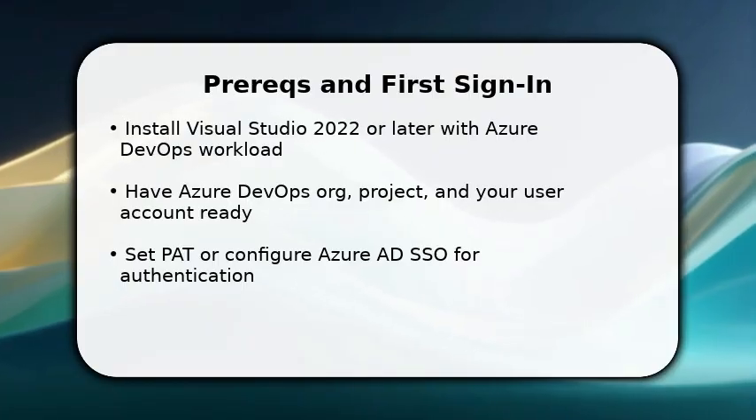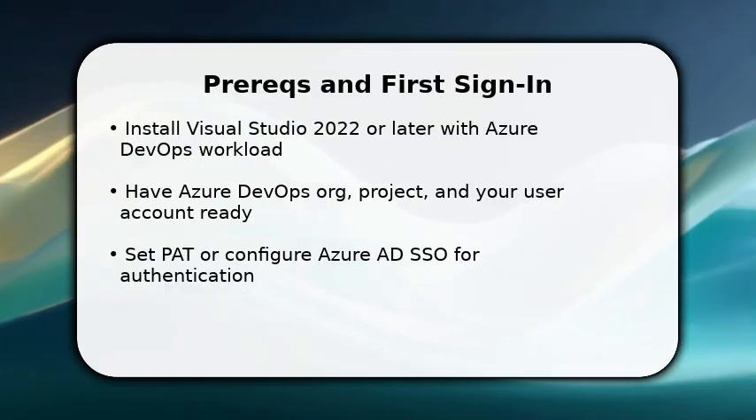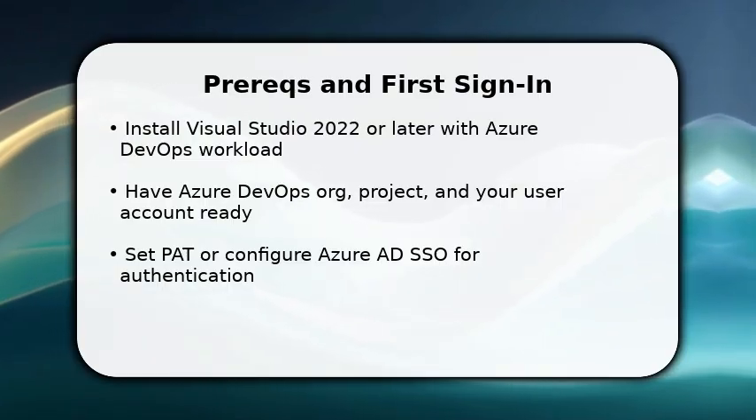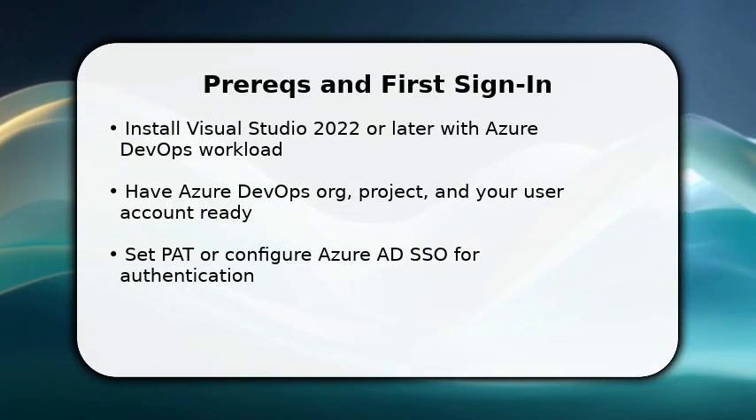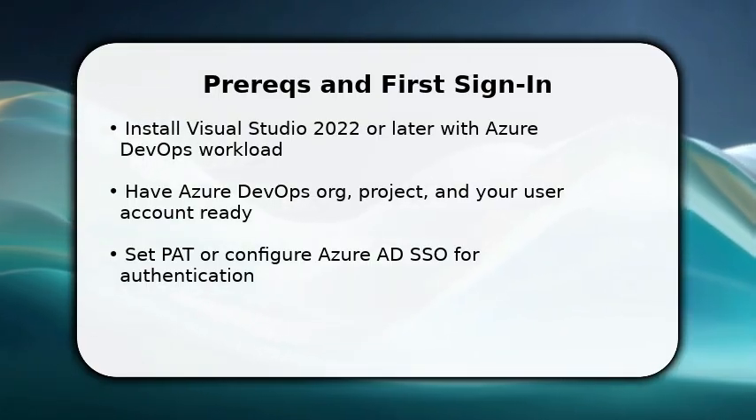You start by confirming prerequisites: Visual Studio 2022 with the Azure DevOps workload and access to the target Azure DevOps organization. Next, open Visual Studio and choose Connect to a project from Team Explorer. This step establishes the link.